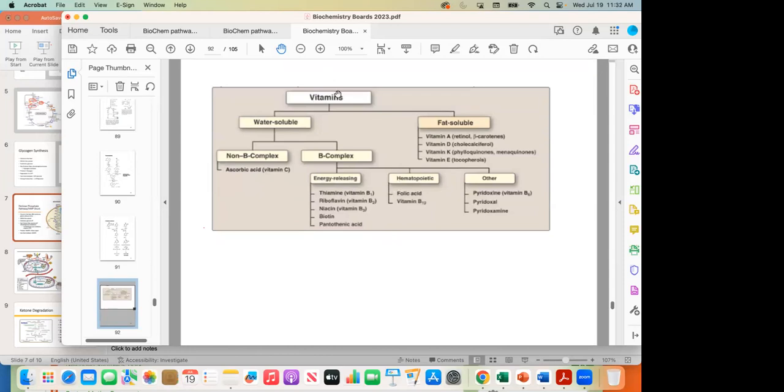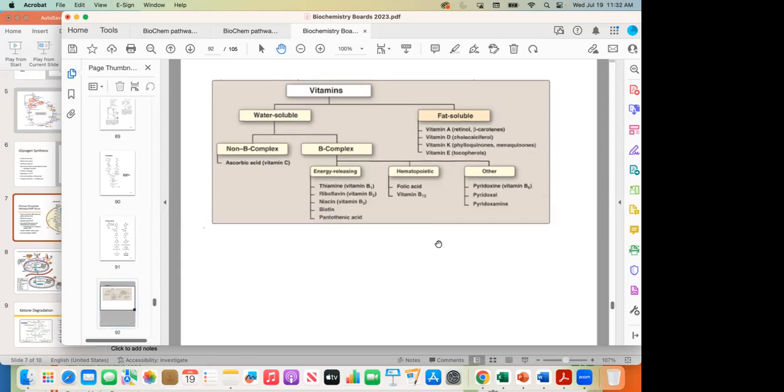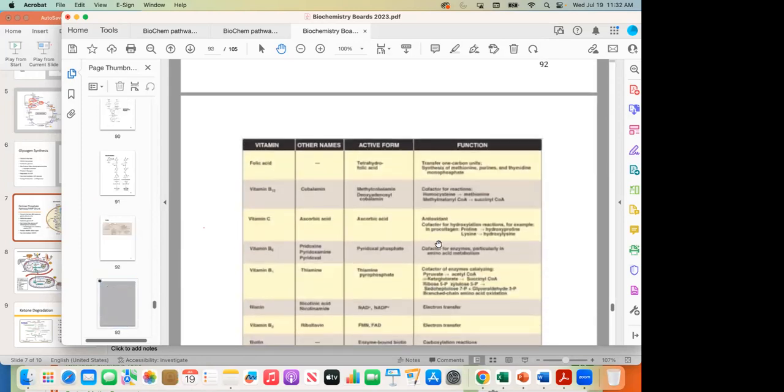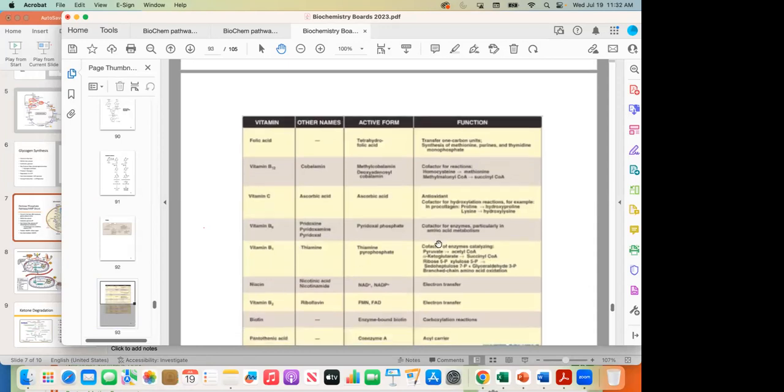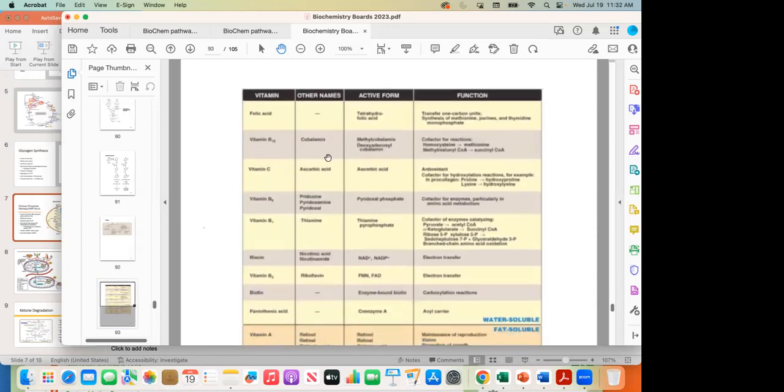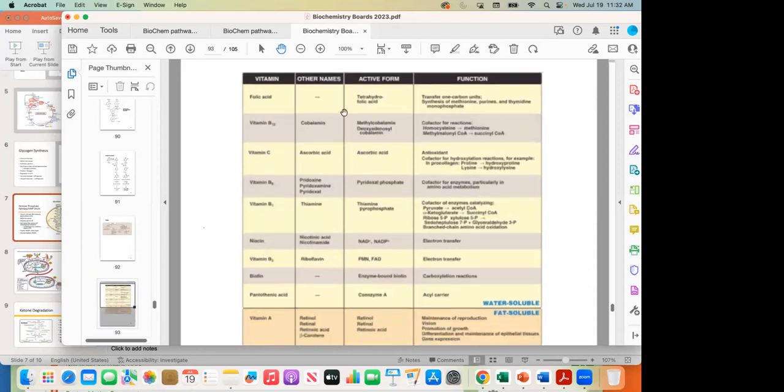Okay, so the vitamins here, this is page 92. This breaks them down into water and fat soluble, which you probably already know, non-B complex water solubles and B complex water solubles. And then this one talks about things that can be more energy releasing, involved in hematopoiesis, so folic acid or B12, or have other properties. I don't know how helpful that is. It's a table, so there you go. It's really hard to see. I think the only helpful thing is the names.